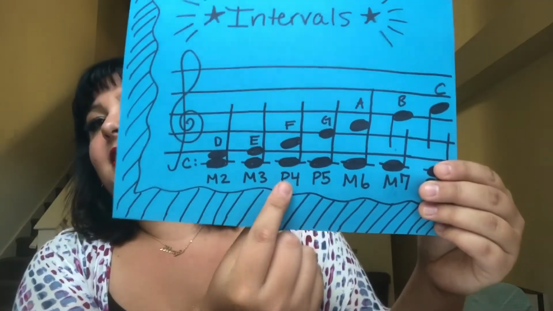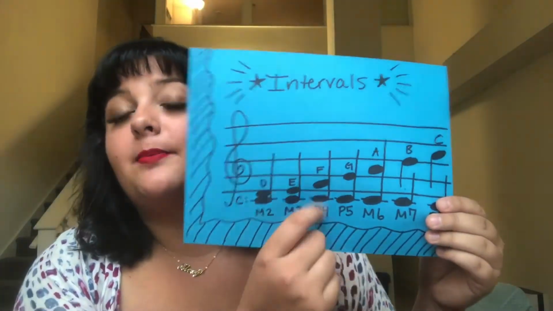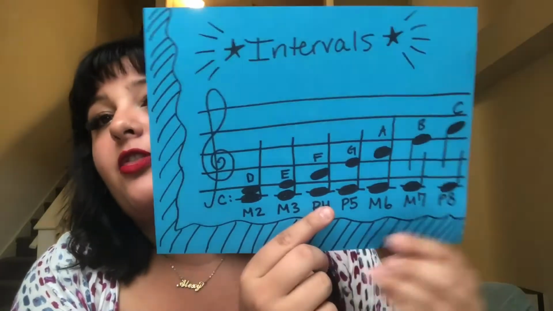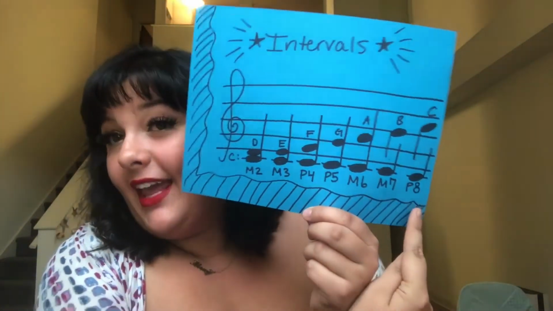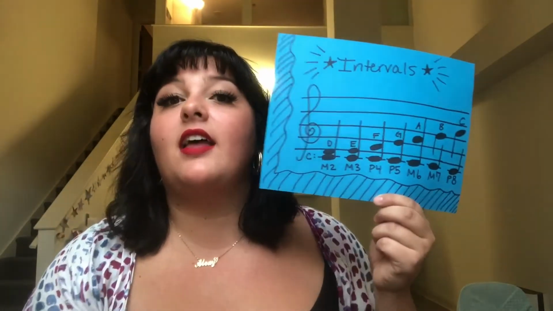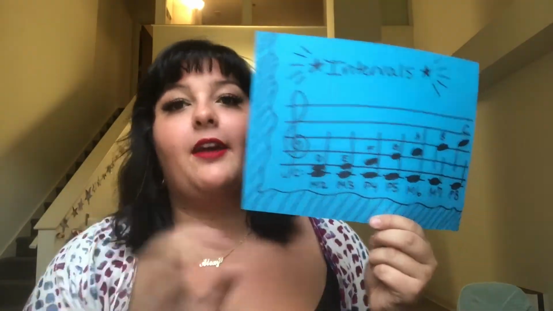So the next interval we have is the perfect fourth, and it's called perfect because it's a perfect interval. There are 3 perfect intervals: the 4th, the 5th, and the 8th, which is an octave, but we'll get there. So a perfect fourth interval sounds like this.